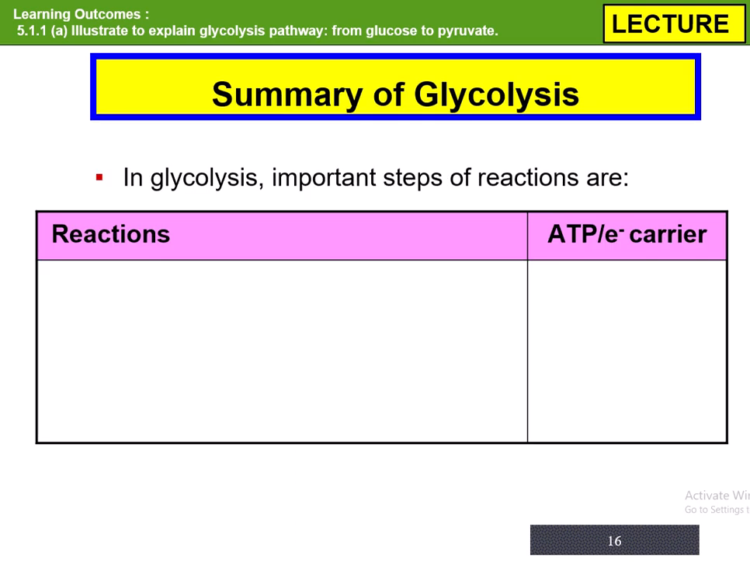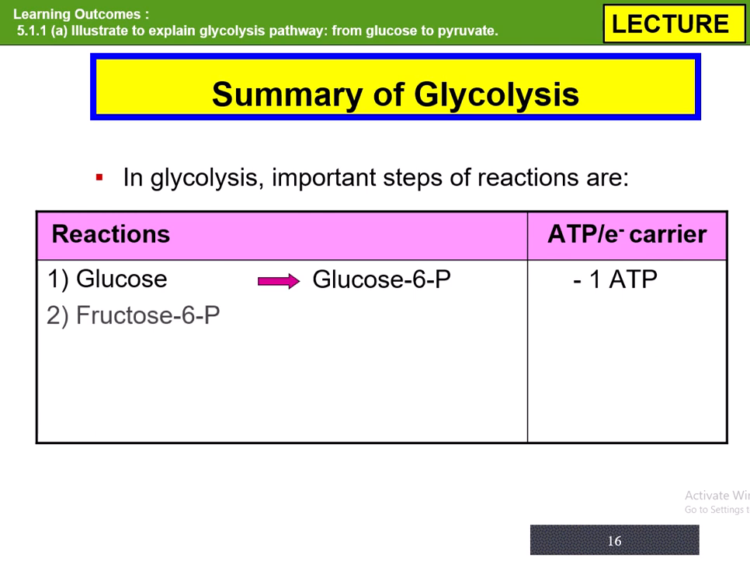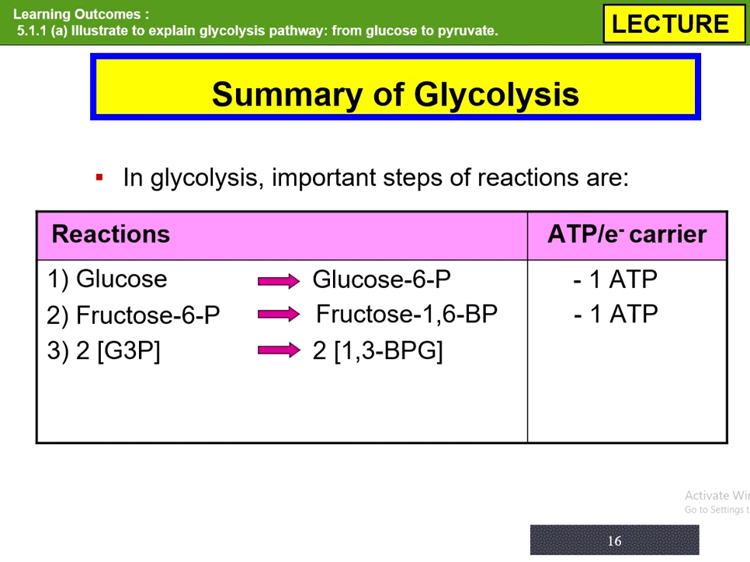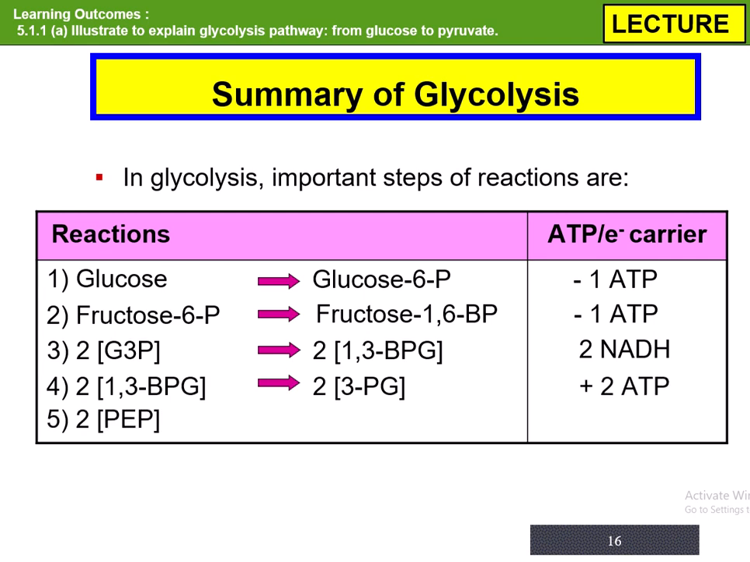The summary of glycolysis. In glycolysis, the important steps of reactions are when glucose is synthesized into glucose 6-phosphate, when fructose 6-phosphate is synthesized into fructose 1,6-bisphosphate, when two molecules of glyceraldehyde 3-phosphate are synthesized into two molecules of 1,3-bisphosphoglycerate, when two molecules of 1,3-bisphosphoglycerate are synthesized into two molecules of 3-phosphoglycerate, and the last one, when two molecules of phosphoenolpyruvate are synthesized into 2 pyruvate.